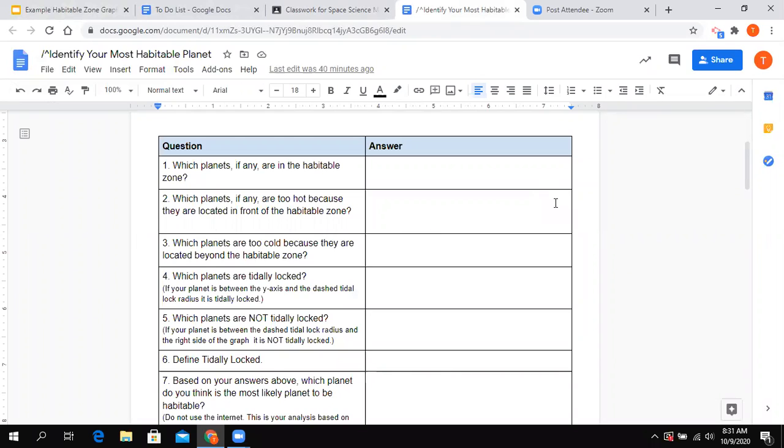Of course, your answers might be completely different. You might have no planets in a habitable zone. You might have no planets that are too hot. You might have no planets that are too cold. So some of those sections might be blank.